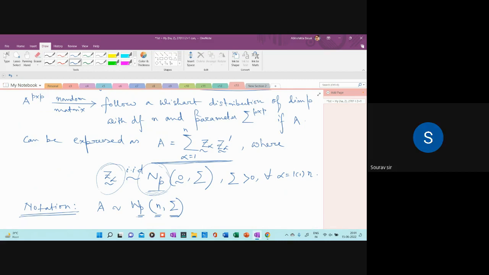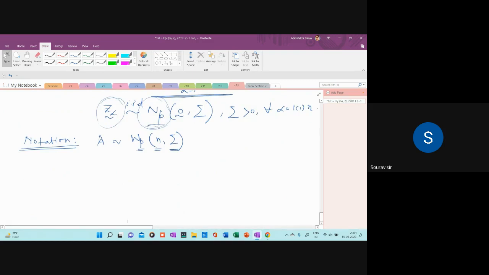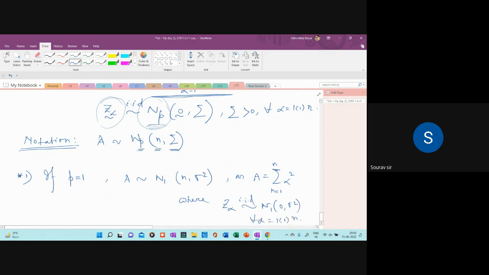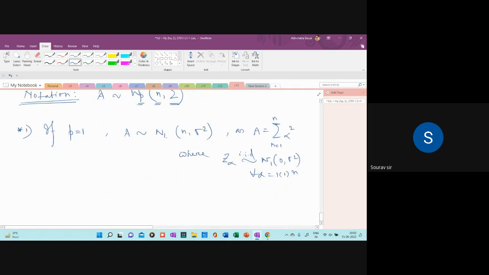One of the important things coming from here is that if p equals 1, like if the dimension is 1, this is nothing but normal. So if p equals 1, then A follows Wishart 1 of n comma sigma square, as A is going to be of the form summation of Z alpha square, alpha running from 1 to n, where Z alpha follows IID normal 0, sigma square for all alpha running from 1 to n. So this is my Wishart distribution of one dimension, and we can write the same thing: A by sigma square equals summation over alpha running from 1 to n.